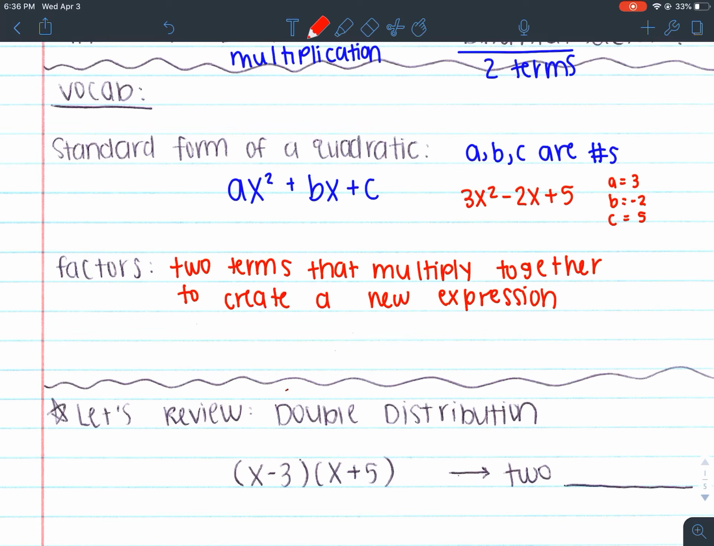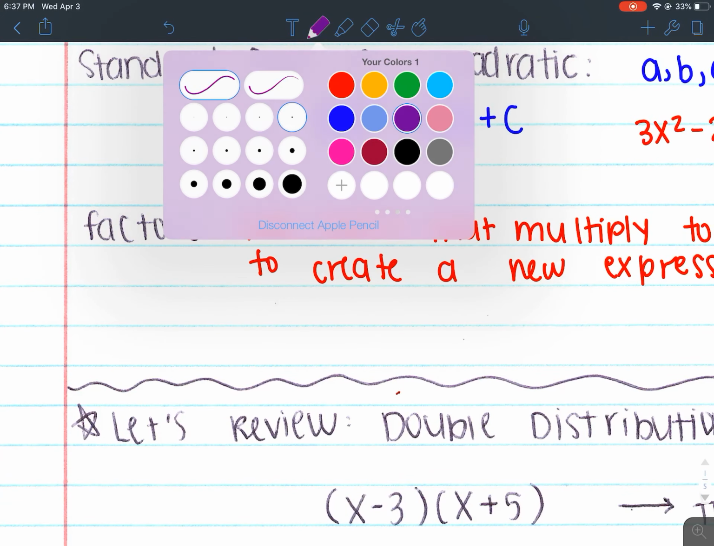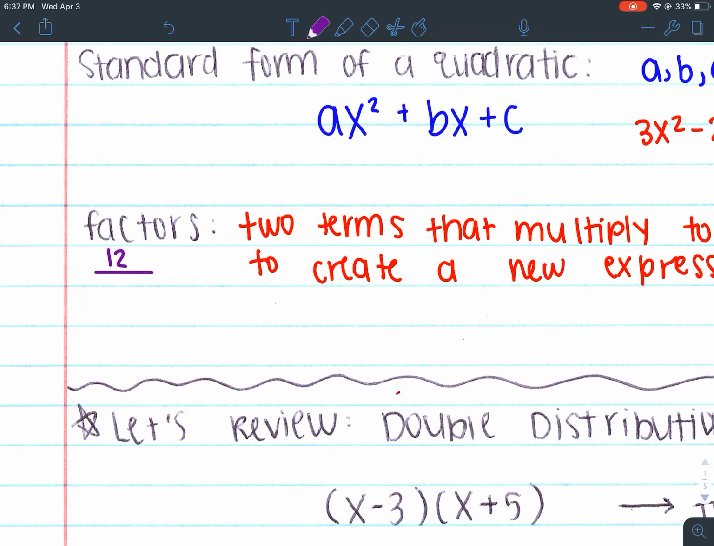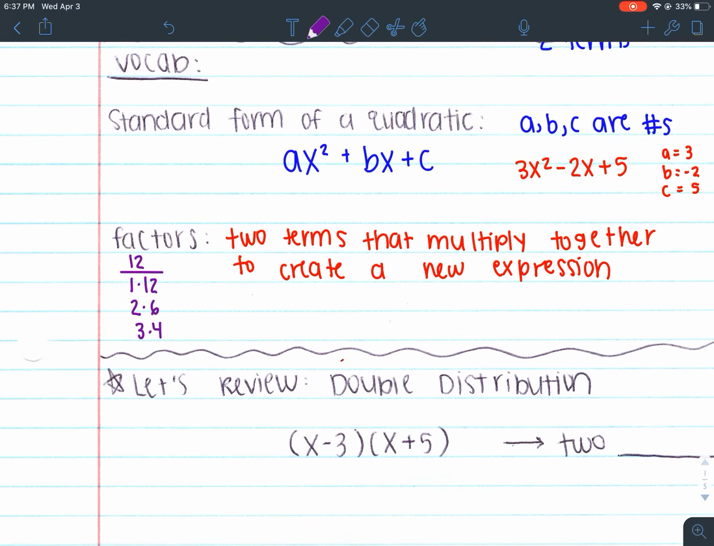So this whole unit so far has been about factoring. When we're factoring, we're basically dividing things out, but those things that we're dividing out can be multiplied together to create something new. So for example, we've talked about the factors of 12. Factors of 12 are 1 and 12, 2 and 6, and 3 and 4. See? We have 2 factors, or 2 terms, which are 3 and 4, that multiply together to create our new expression, which is 12.